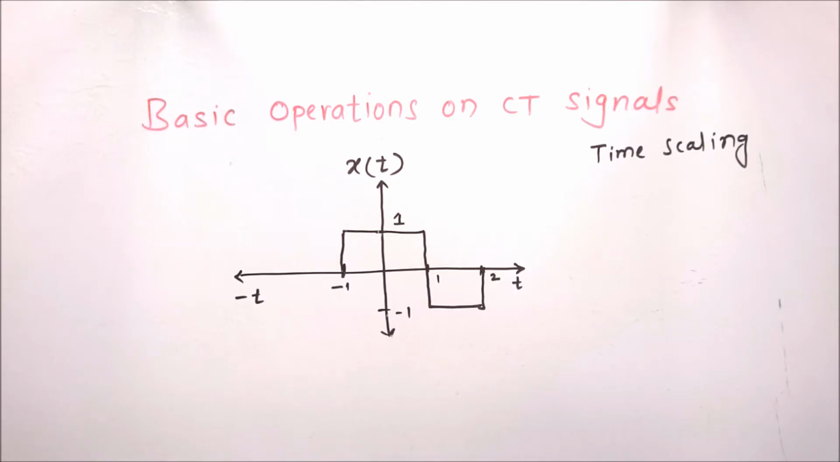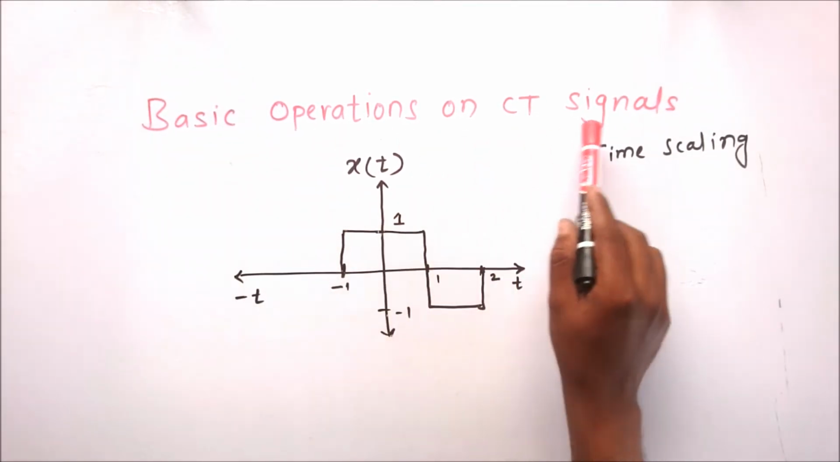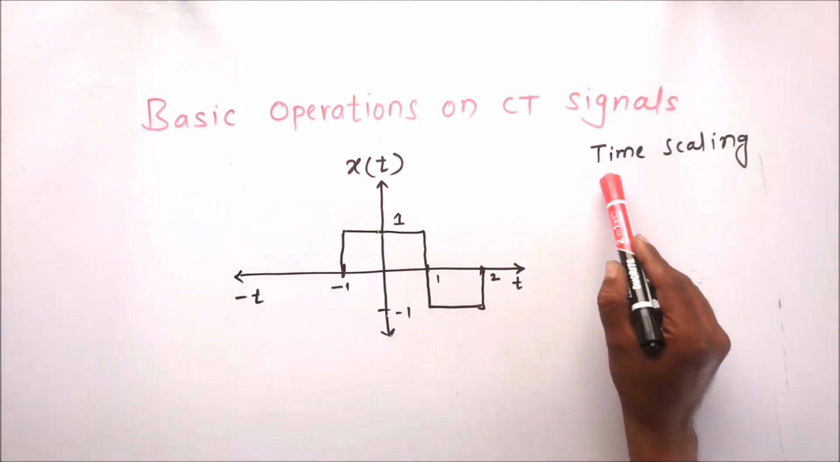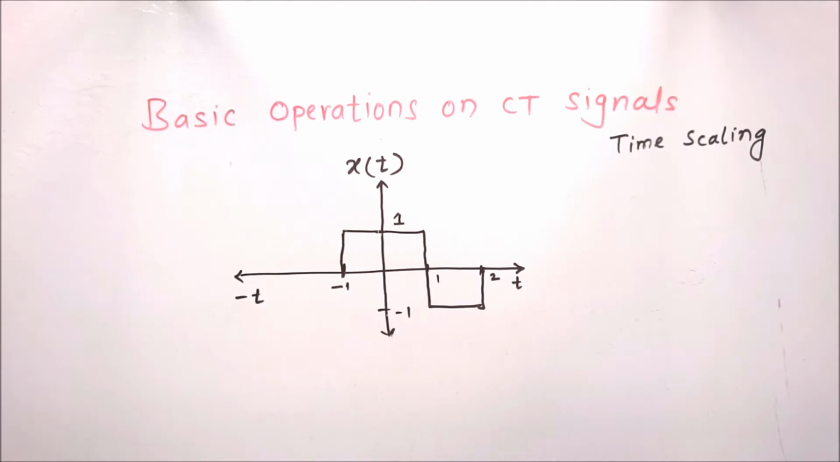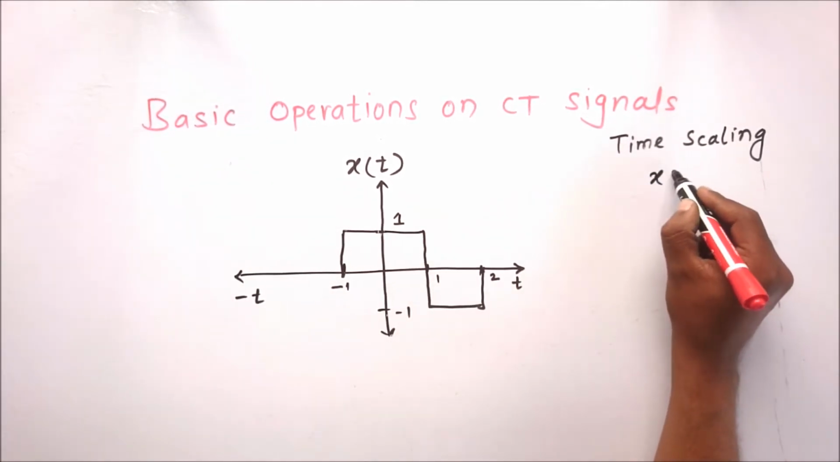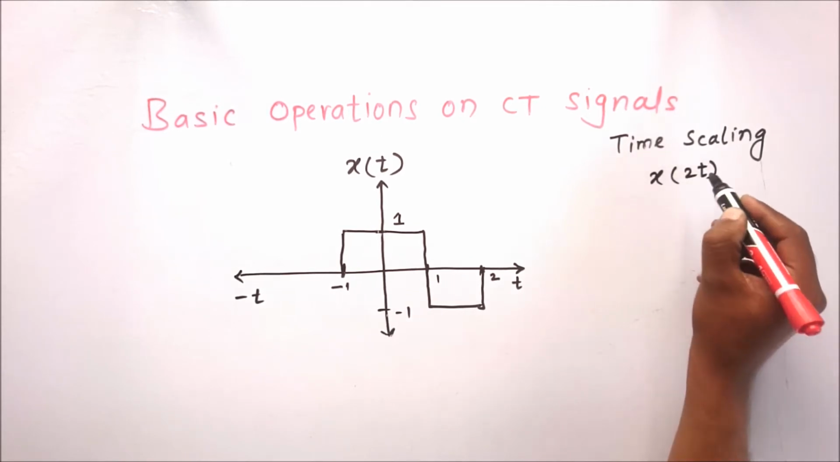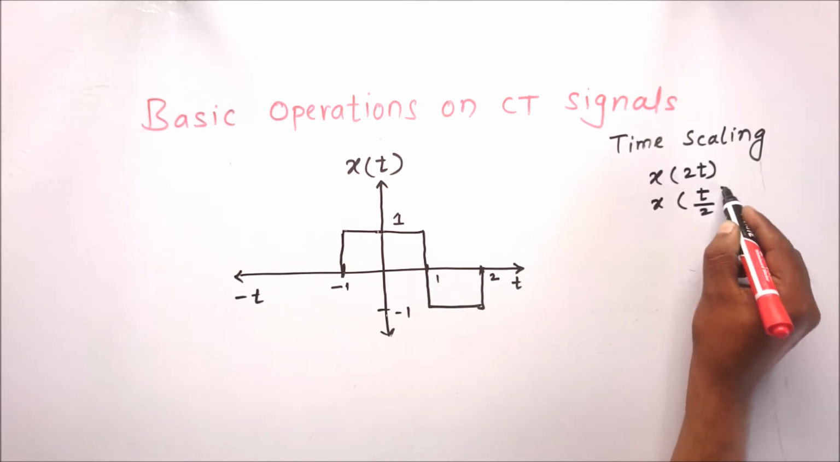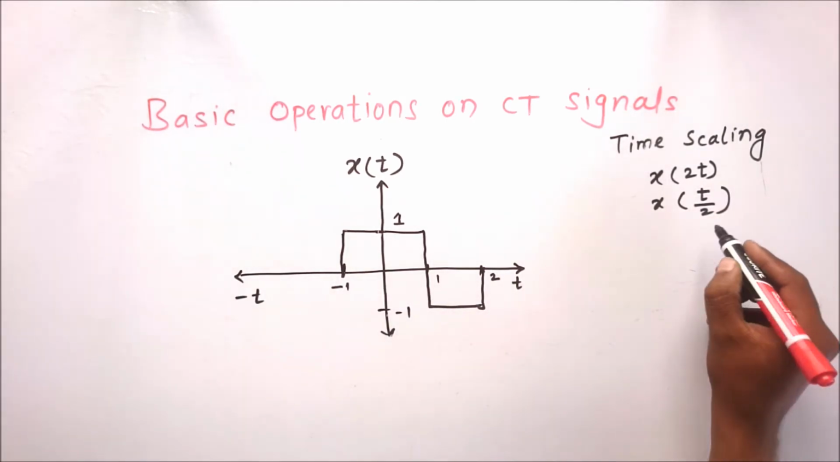Hello students, in the previous video we have seen basic operations on CT signals. Under that we have seen addition, multiplication, subtraction. Now today we are going to see time scaling. In this operation we are going to scale the time t. This is nothing but x of 2t and x of t by 2. Let's draw x of 2t.